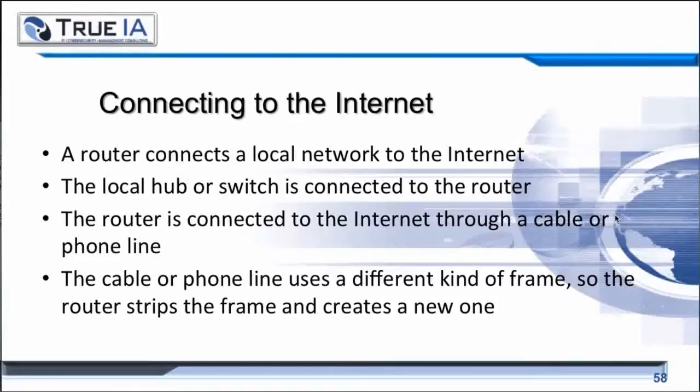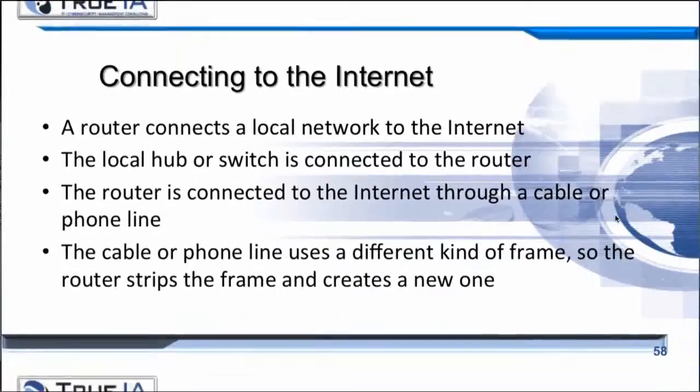This is how we connect to the network or the internet. The router connects a local network to the internet. The local hub or switch is in turn connected to the router, and the router is connected to the internet through a cable or a phone line. The cable or phone line use a different kind of frame, so the router strips the frame and creates a new one.